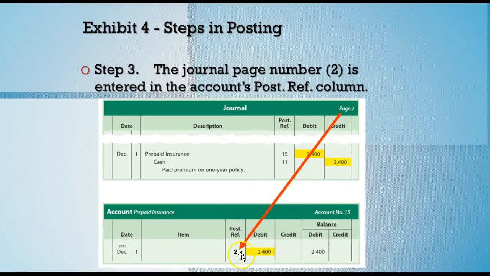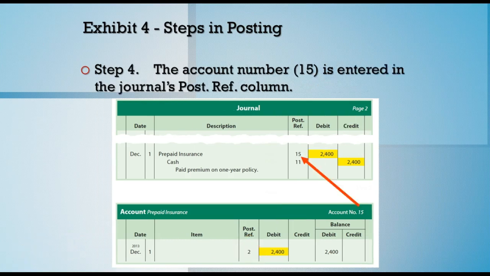Next is the post reference. This is coming from page 2 in the journal, and that goes right here. Next, you have a cross-reference. This is account 15, and that's a post reference that goes into the journal so that you know where you posted it. What account did you post it in?